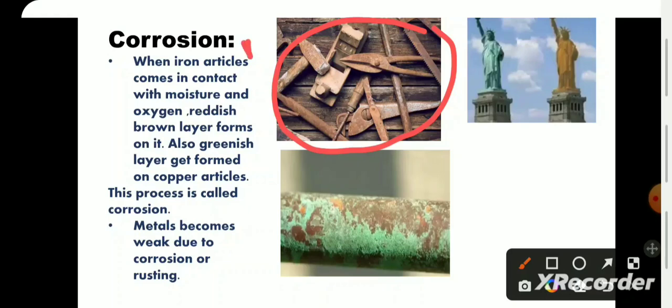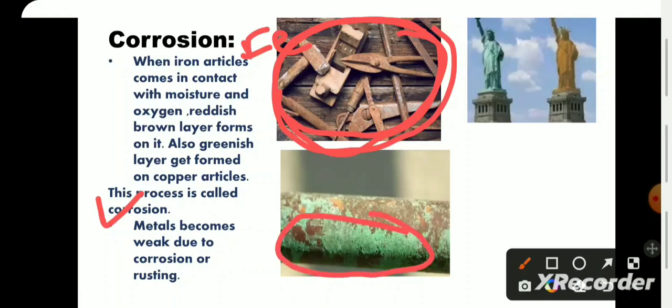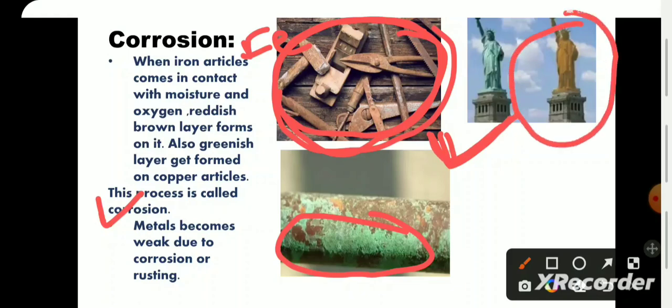So, when iron comes in contact with water, moisture and oxygen, it forms a reddish brown coating, and that is iron oxide. Not only iron but copper also undergoes corrosion. You may see that this green color is copper rust. Everybody might know the Statue of Liberty in New York. Earlier it was brown in color, but due to copper rusting, nowadays it has become greenish.